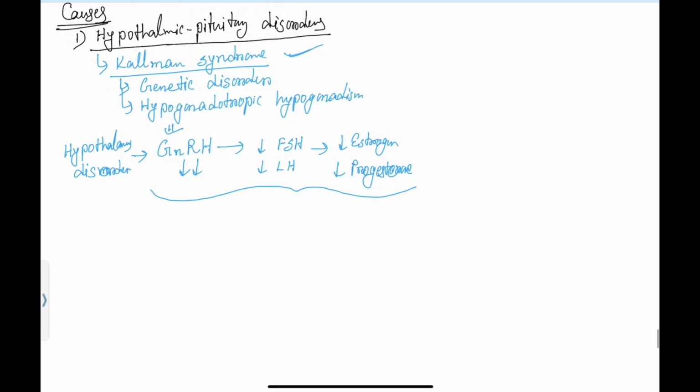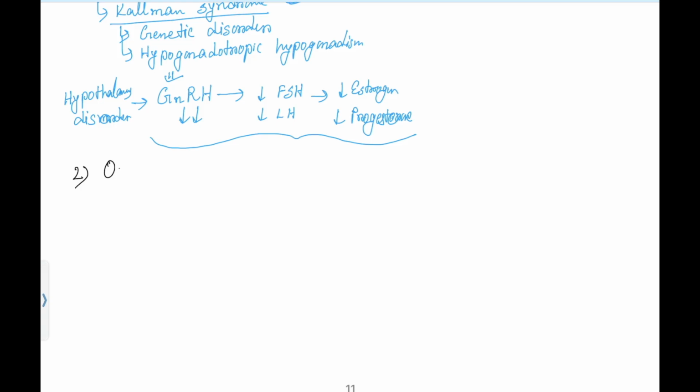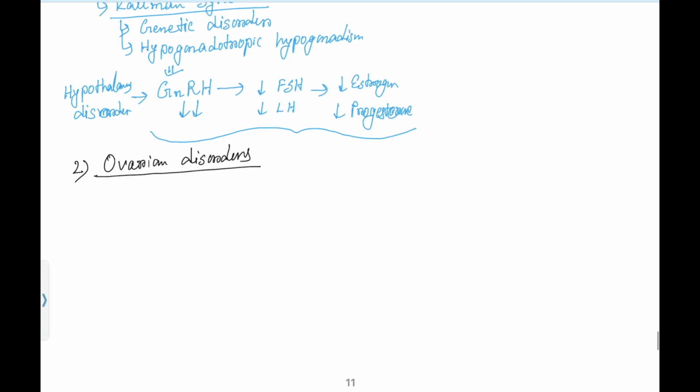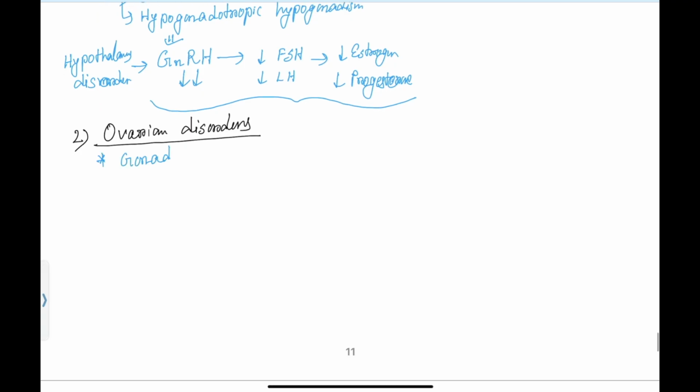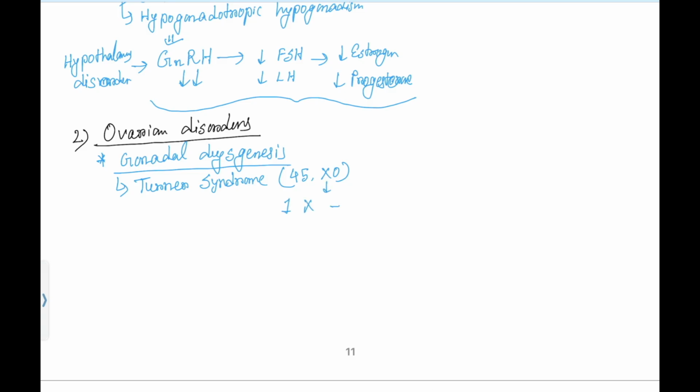Okay, now the second cause we can say is ovarian disorder. If the woman has any ovarian dysfunction or ovarian disorder, we will consider it under primary amenorrhea. What can be the cause? That can be gonadal agenesis or gonadal dysgenesis, like your Turner syndrome. Okay, Turner syndrome karyotype is 45XO. Now you see here only one X is present, another X is absent, right? For a female, we know the karyotype is 46XX. Because two X are present, in a normal female the ovary is fully developed.